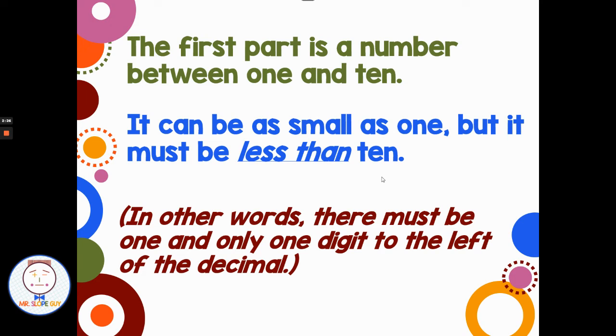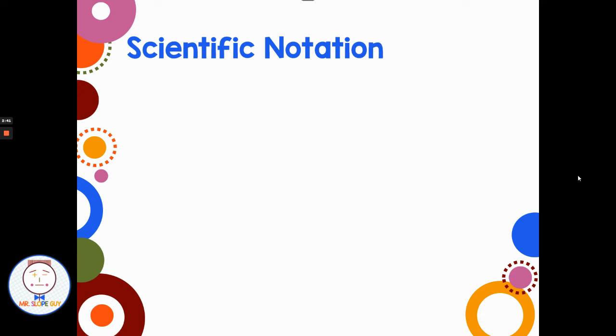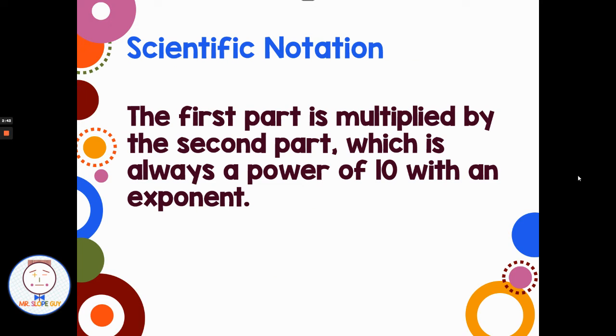In other words, there must be one and only one digit to the left of the decimal. So if there's only one digit to the left of the decimal, it would have to be a number between 1 and 10. And like we said, as small as 1, but less than 10. And the first part is going to be multiplied by the second part, which is always a power of 10 with an exponent.